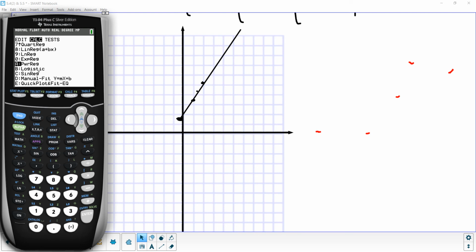Where did you get that? If you go to Stat, and then you go to the second menu over, which is Calc. Okay.